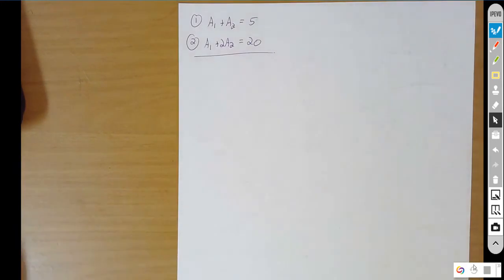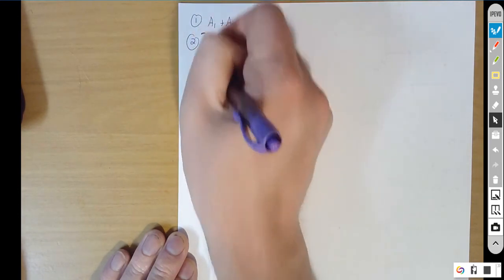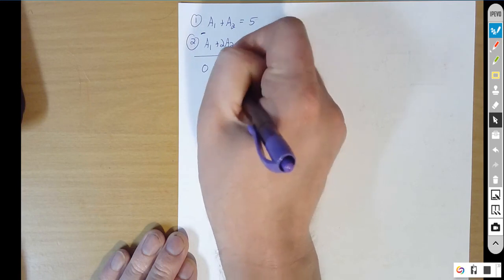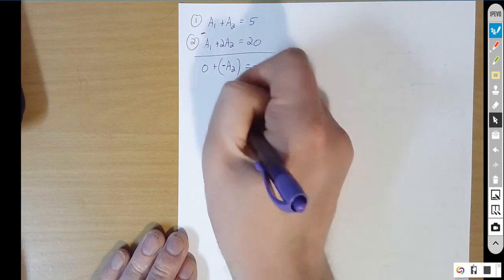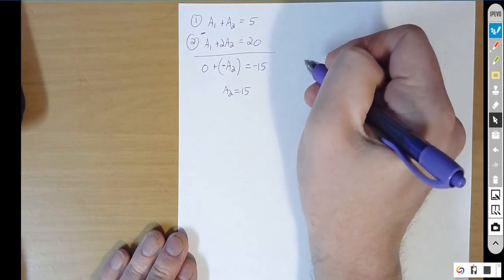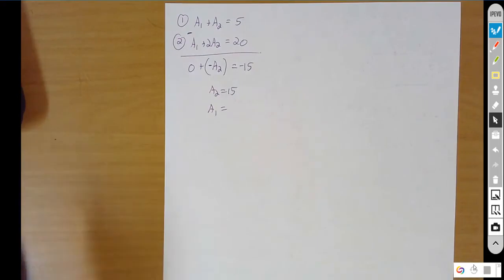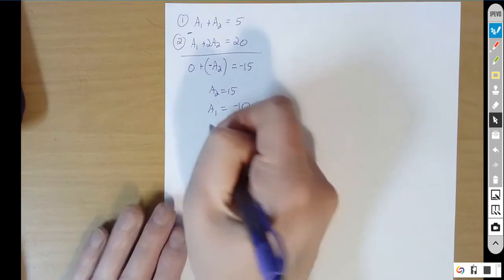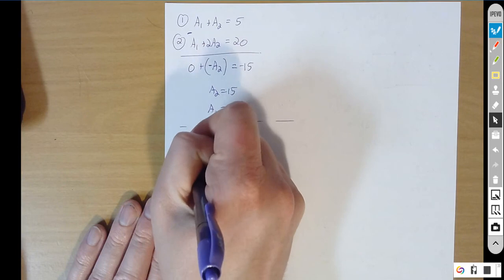Alright, so I've just rewritten our equations here. All I'm going to do is subtract these two equations from each other. Our A1s will cancel out. A1 minus A1. This will become a negative A2, because 1 minus 2 is negative 1. And then 5 minus this is a negative 15, which means that A2 is 15. And if I plug that back into either of these two equations, I will find that A1 is a negative 10 here.